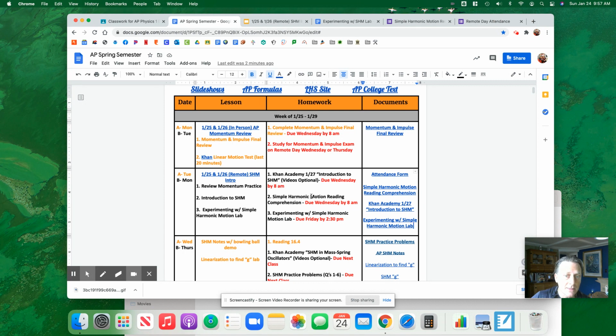As far as the simple harmonic motion reading comprehension, there's some chapters in the online textbook linked to the document. And then we also have this lab, which is going to be an assessment lab, and it will be due Friday, whereas the other two, Khan Academy and the reading comprehension, will be due on Wednesday by 8 a.m. Okay. One thing to note also is there's a link to this attendance form. And on remote days, you're going to have to do that attendance form to get attendance taken care of.